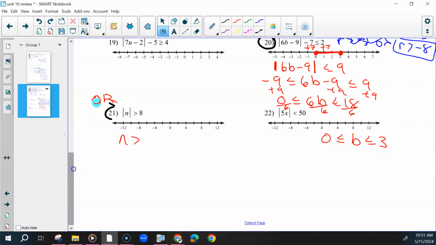For 20, yes. When you set up your two cases, it's just going to be n is greater than 8 or n is less than negative 8. You're going to graph both of those, and they'll both be open. So the last or we did was a weird case because they both ended up going the same way.